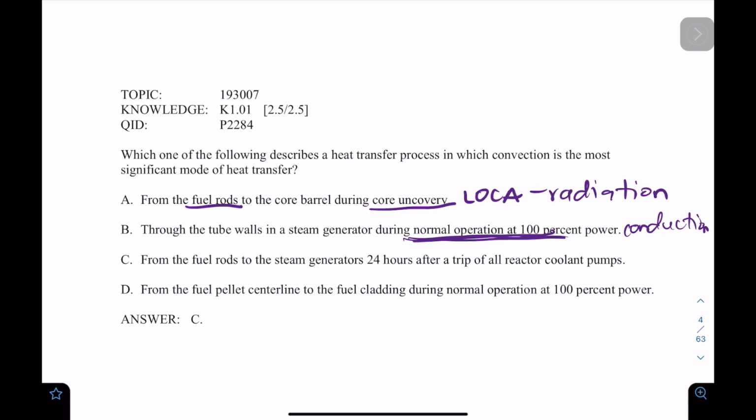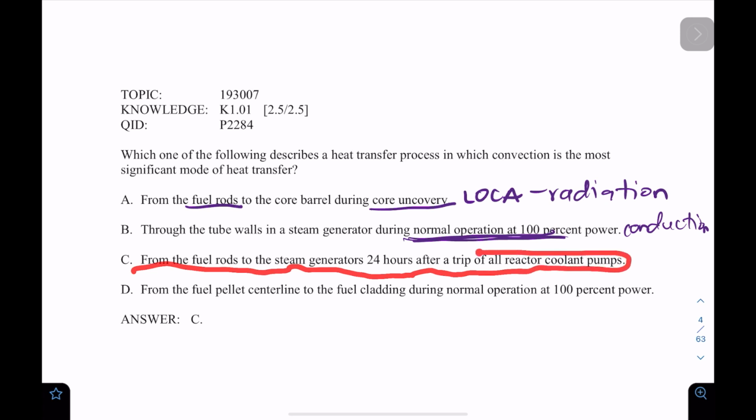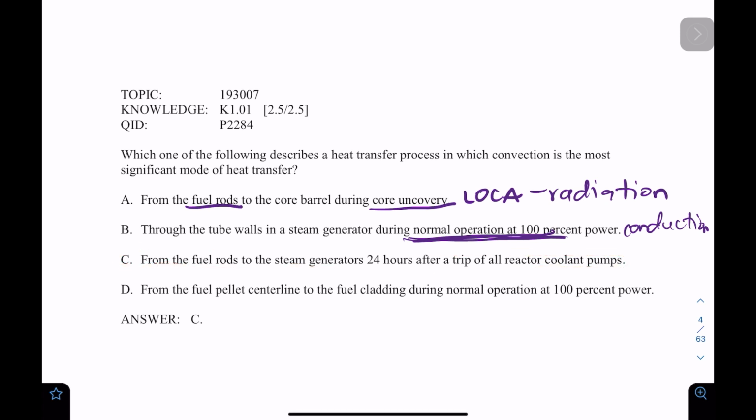So the next one says, from the fuel rods to the steam generator, 24 hours after a trip of all reactor coolant pumps. This one is very, very interesting. Remember what we talked about. It's giving us different things to think about. It says we have a reactor trip of all the reactor coolant pumps. If we have a reactor trip and we don't have the coolant pumps, we are having natural convection. Right? Remember that part?